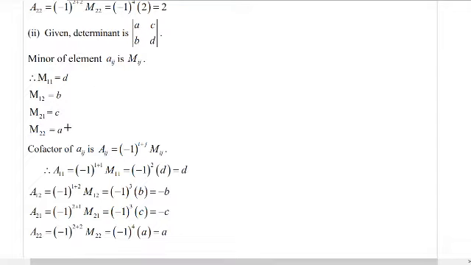Okay. So once you got the minors, now it's time to compute cofactors. So just by the knowledge that I gave you in the previous question, you can see that A11 will be the same, because sum of these digits is even. Since the sum of these digits is odd, so A12 will be negative of B. Again, since the sum of these digits is odd, so cofactor 21 will be negative of C. And again, the sum is even this time, so the cofactor will be same.